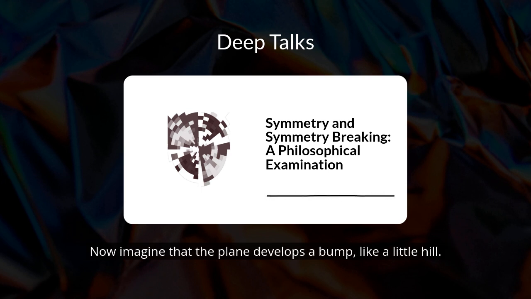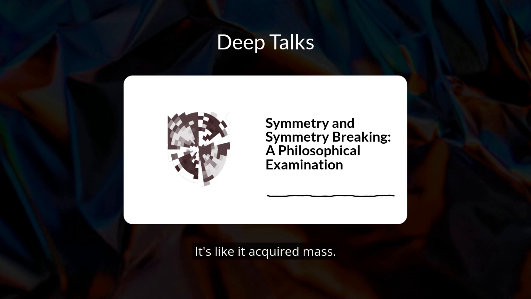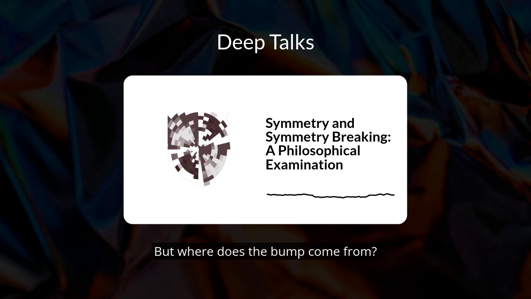Now imagine that the plane develops a bump, like a little hill. If the ball rolls over this bump, it's going to slow down, right? Right. It's like it acquired mass. Okay, so the bump in the vacuum is giving the particle mass. But where does the bump come from?